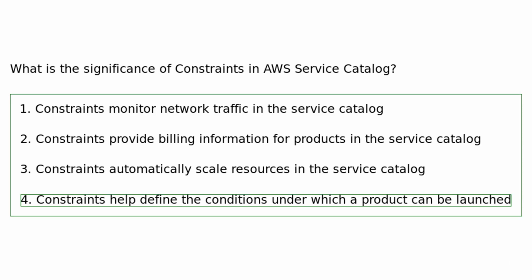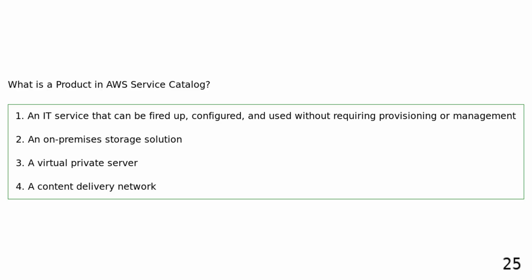Constraints in AWS Service Catalog help define the conditions under which a product can be launched, ensuring that deployment meets specific requirements or limitations. What is a product in AWS Service Catalog? An IT service that can be fired up, configured, and used without requiring provisioning or management. An on-premises storage solution. A virtual private server. A content delivery network.